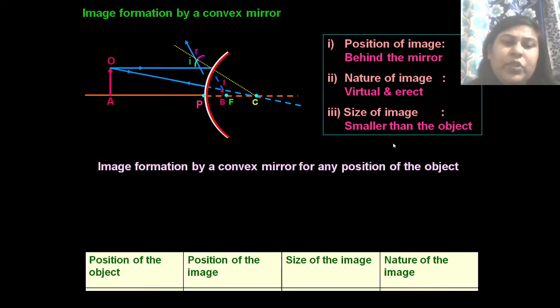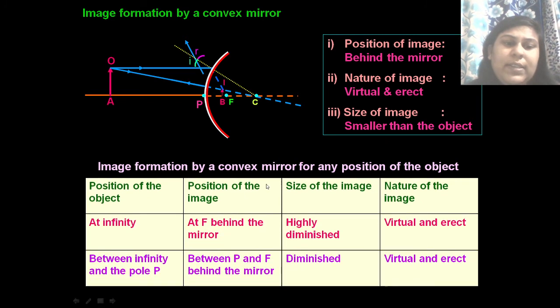The second position is at infinity. When the object is at infinity, at that time also the position of the image is at F, highly diminished, virtual and erect. These are the two positions of image formation by a convex mirror.